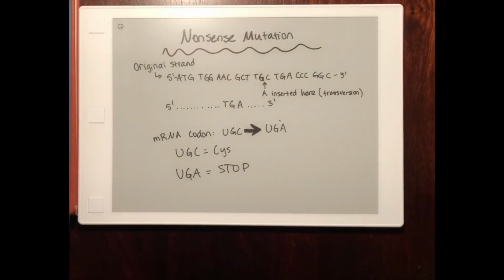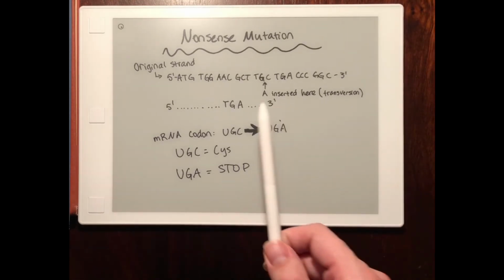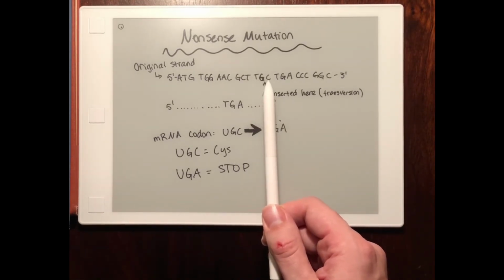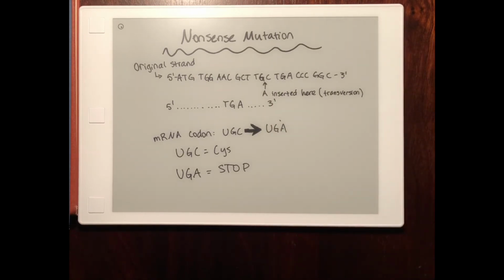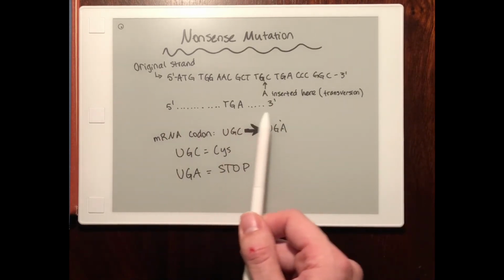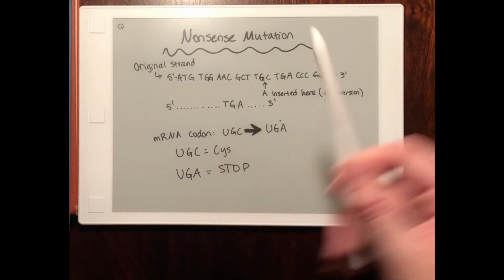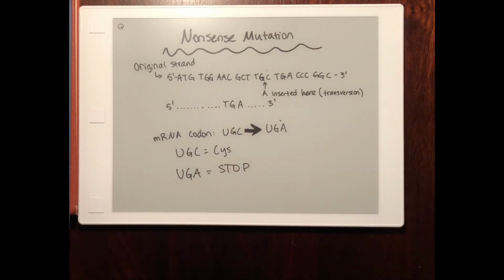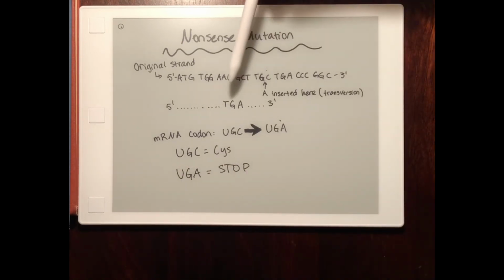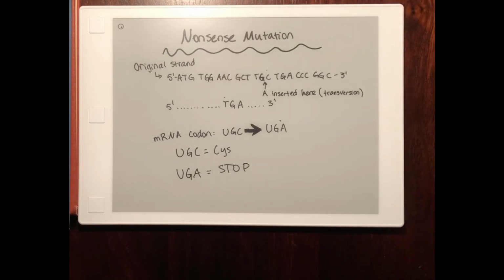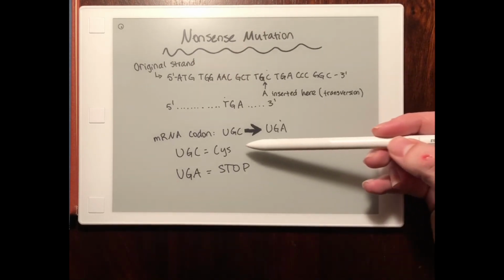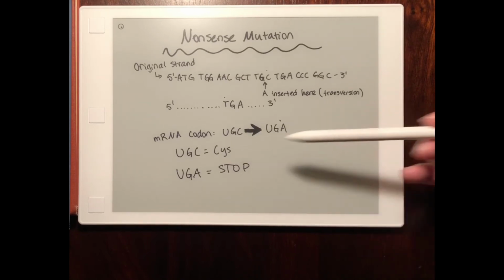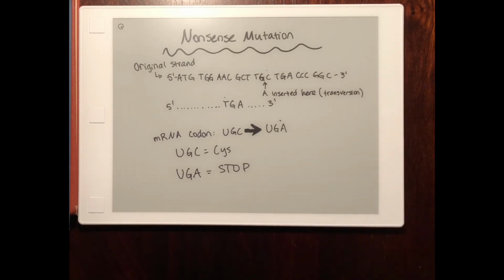I'll now be talking about a nonsense mutation, and so in the original coding strand, if we had an A inserted in between the G and the C, which would be a transversion, the new DNA sequence would now read TGA instead of TGC right here. And so our mRNA codon would go from a UGC to a UGA. And as you can see, this would go from originally producing an amino acid to now producing a stop codon, which would most likely result in a non-functional protein.